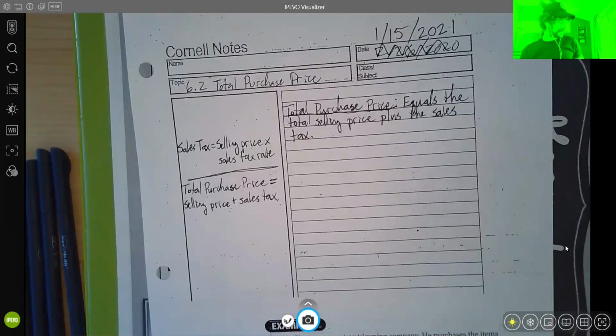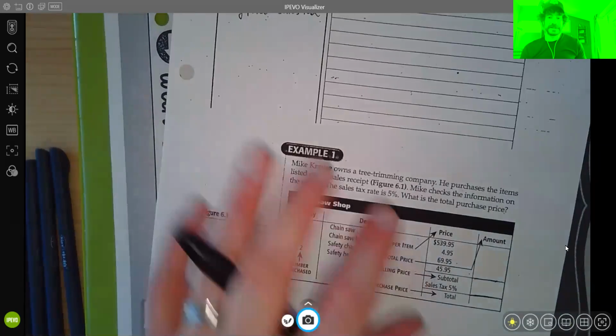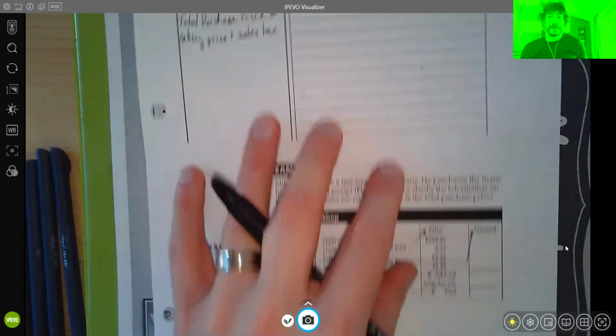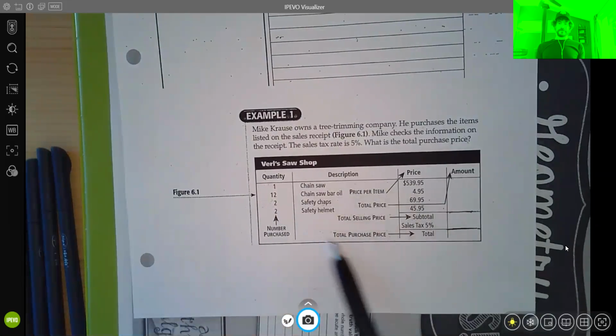And I think we have 3 or 4 examples today. So it should be, like I said, hopefully pretty quick. So let's take a look at example number 1 down here. Mike Kraus owns a tree trimming company. He purchases the items listed on the sales receipt right here. And Mike checks the information on the receipt. The sales tax rate is 5%. What is the total purchase price?